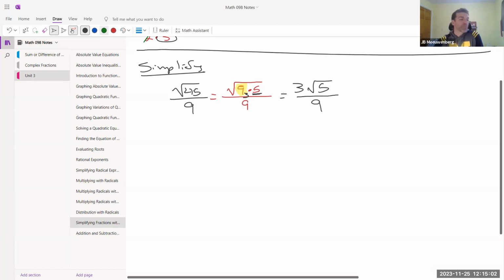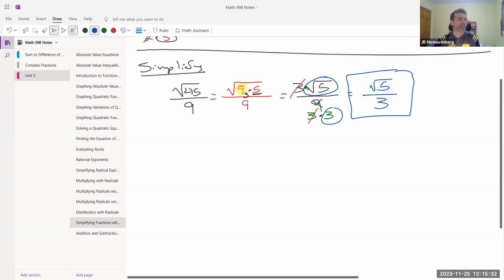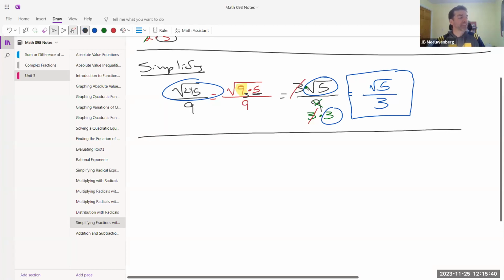How does that help us? Because now we have 3 times radical 5, and we have 9 on the bottom, which is really 3 times 3, and we have common factors. There's a 3 outside, which can cancel with this 3 down there, and what we're left with is the square root of 5 over 3. This radical 5 is still on top, this 3 is still on the bottom, but it's been reduced, it has been simplified. But we had to simplify the radical first. Got it?